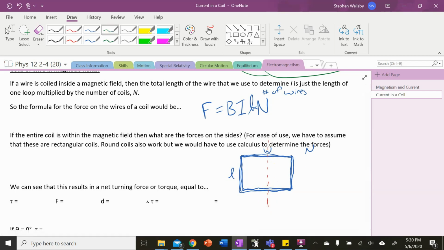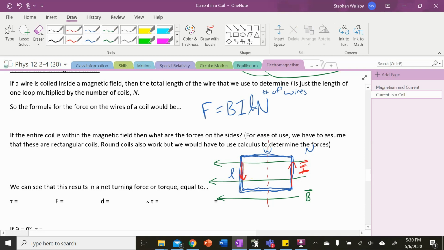Now let's assume for a moment as well that we have a magnetic field that's moving in this direction here. And let's also assume that our current is going, in this case, counterclockwise. So our current is going to be in this direction here. The green line here represents our magnetic field. Because it's a loop, the current's going to be going in this direction on the other side. So the current's going counterclockwise around this loop in the magnetic field.